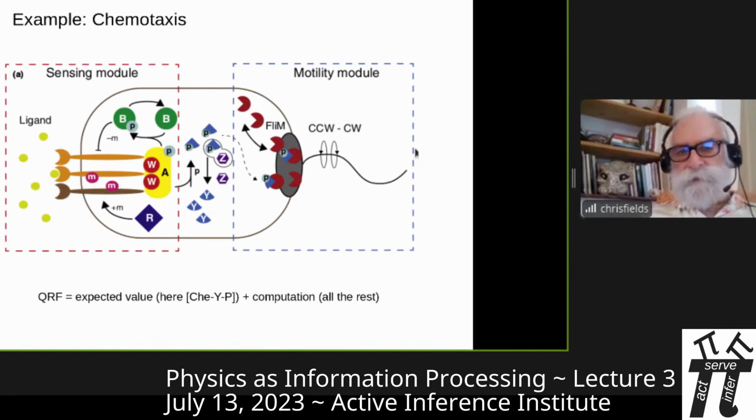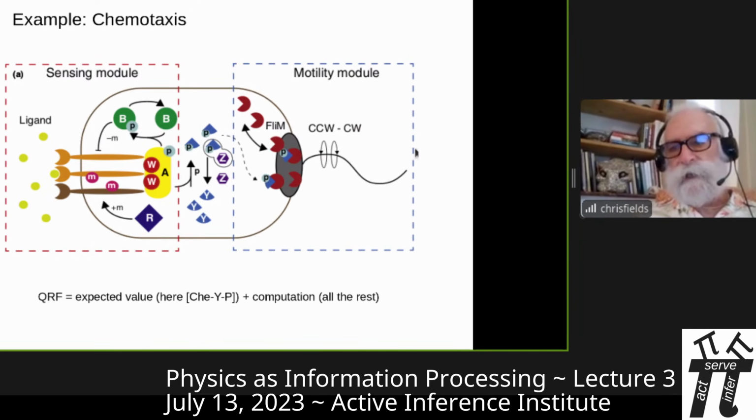So here's an example of an embodied reference frame. This is the reference frame that bacteria use for chemotaxis, i.e., to move toward molecules in the environment that they like, sugars, and to move away from molecules that they don't like, acids. And it's been worked out in great detail over decades of experimental work, and this is a rough schematic. The reference frame has three parts.